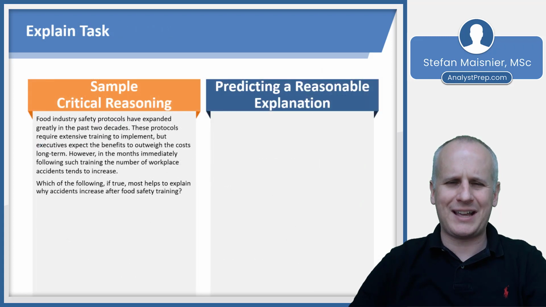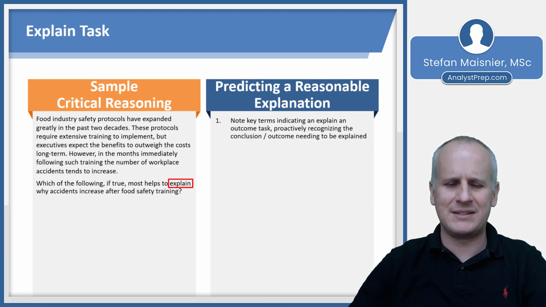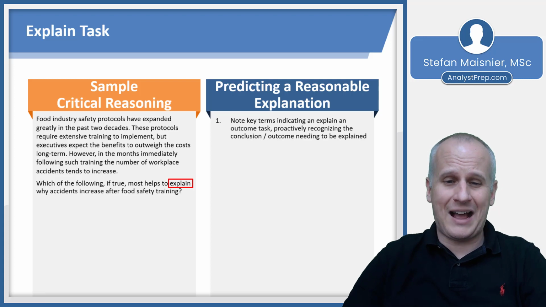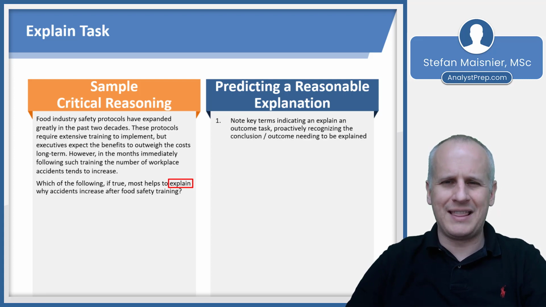So let's take a look at another example here. As always, we'll read the question stem first, and we've got which of the following, if true, most helps to explain why accidents increase after food safety training. And here we've got that example where the conclusion, the outcome, is actually included in that little question stem. So that, again, is a way that you can expedite this because we've noted the key term, and we know that the thing we need to explain is why accidents increase after food safety training before we even read the paragraph.